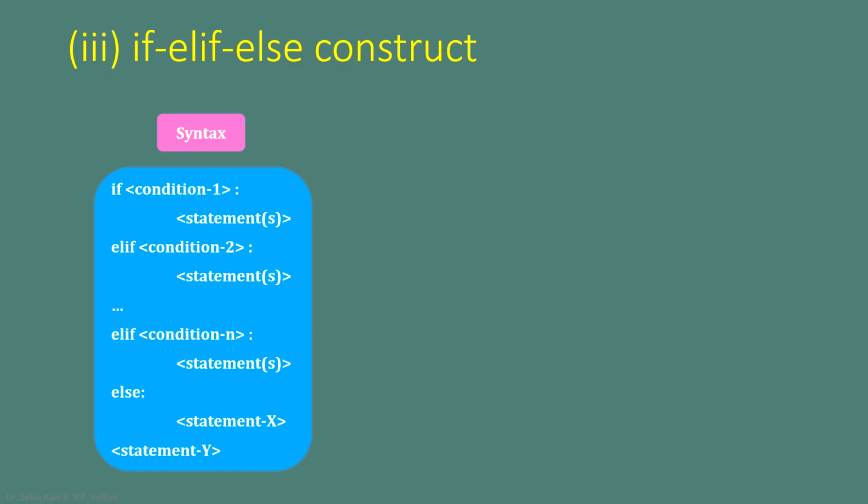What happens if all the conditions are false? We can give the statement to be executed along with the else block. Statement Y is the statement which follows the if-elif-else ladder.